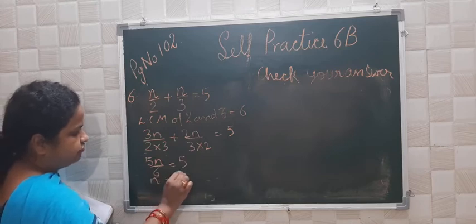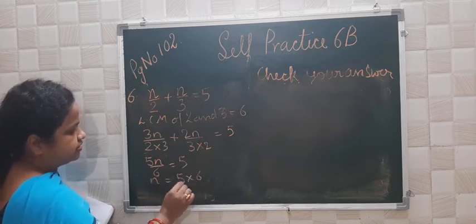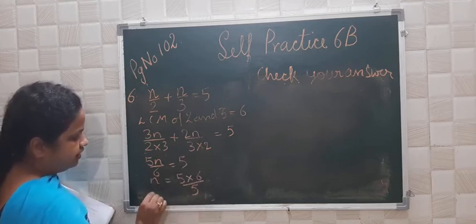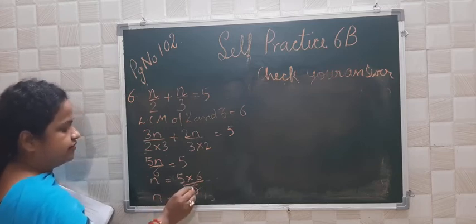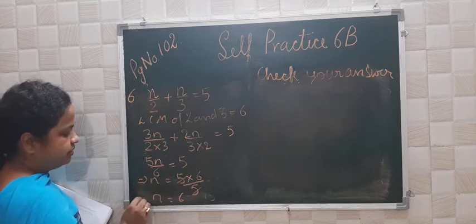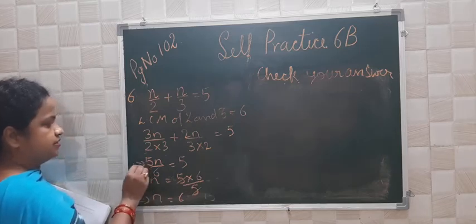n is equal to 5 into 6 upon 5. 5 and 5 cancel out, so n will be equal to 6.